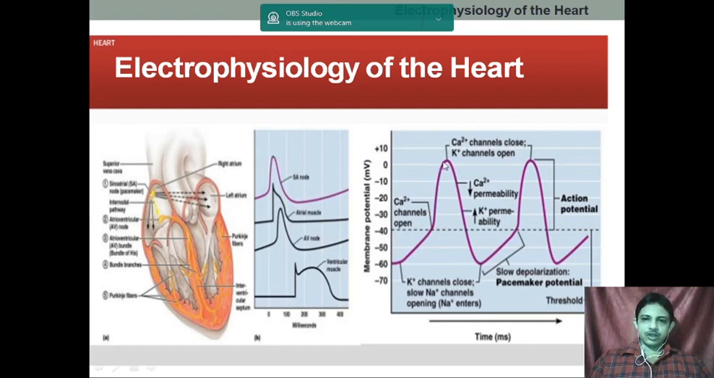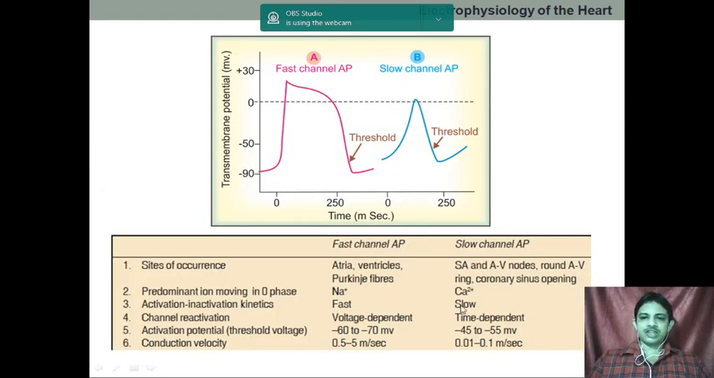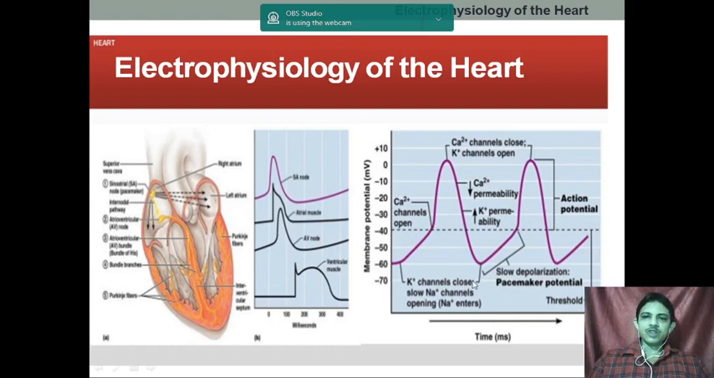Clear? So here you can find the calcium channel open. Why is the calcium channel open? Because we have already told that in the case of the SA node, the predominant thing is calcium. So the calcium channel opens, then again the calcium channel closes and the potassium channel opens. Of course calcium permeability decreases because the calcium channel is closed, but the potassium channel is open, so potassium permeability increases. So this is what we are talking about, the action potential.